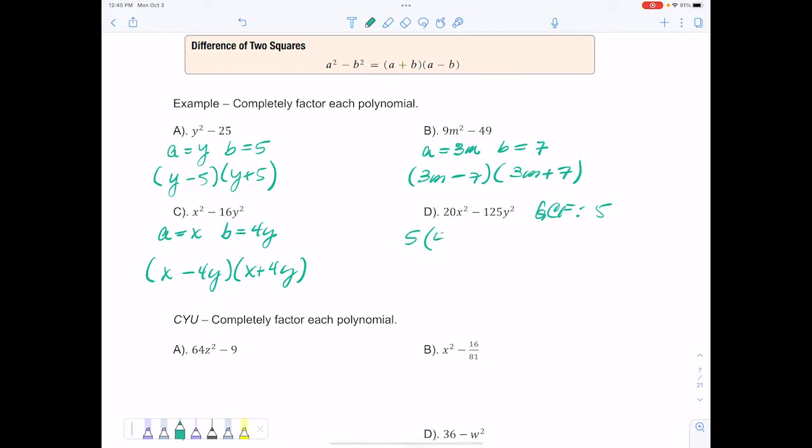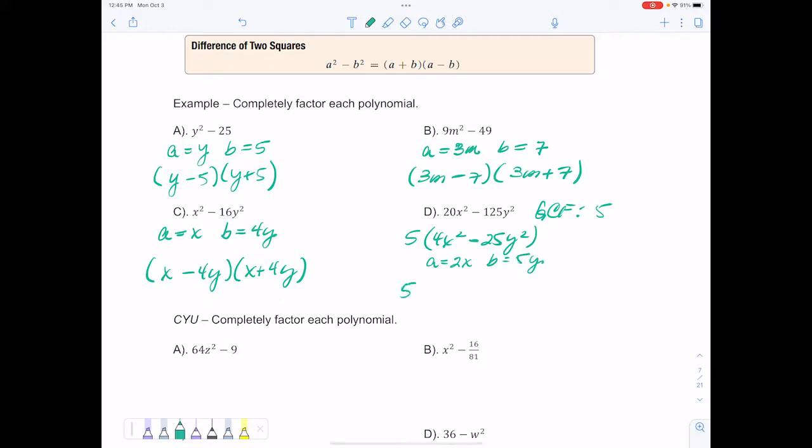20 divided by 5 gives me 4x squared. And then 125 divided by 5, and it's negative, would give me negative 25y squared. So now your a is going to be the square root of 4x squared. The square root of 4 is 2. The square root of x squared is x. And b is the square root of 25, which is 5, and the square root of y squared is y.